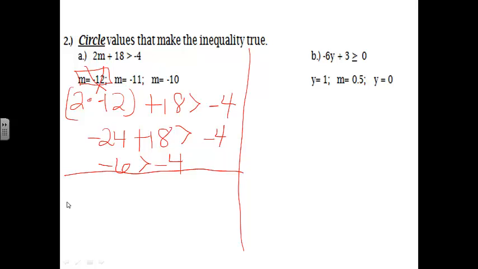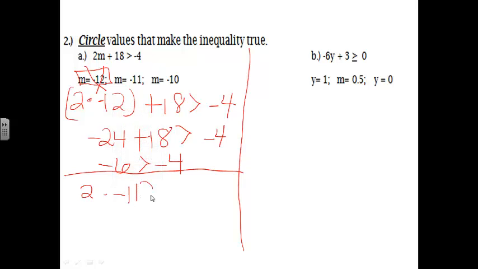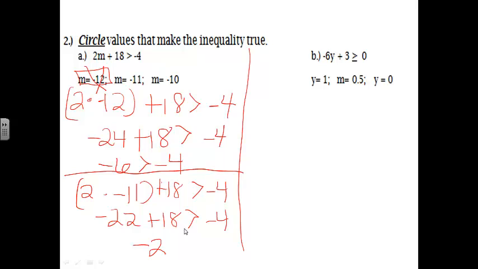Okay, let's plug in negative 11. So we have 2 times negative 11 plus 18 is greater than negative 4. So 2 times negative 11 is negative 22, plus 18 is greater than negative 4. Negative 22 plus 18 is negative 2, is greater than negative 4. Is that true?